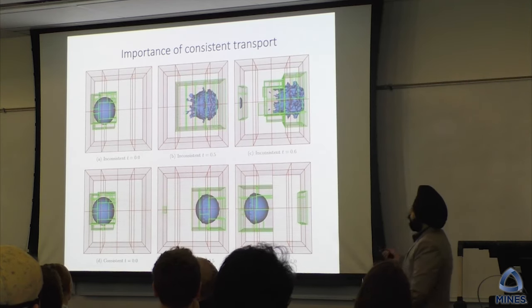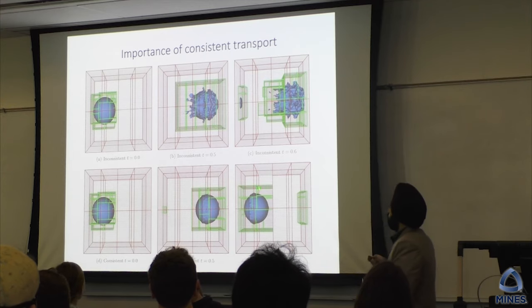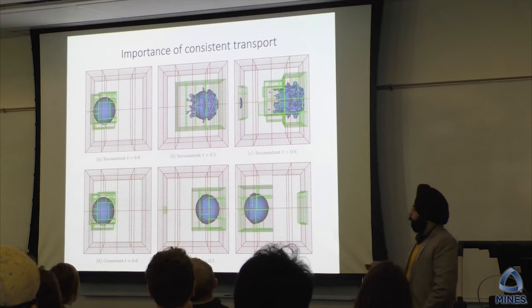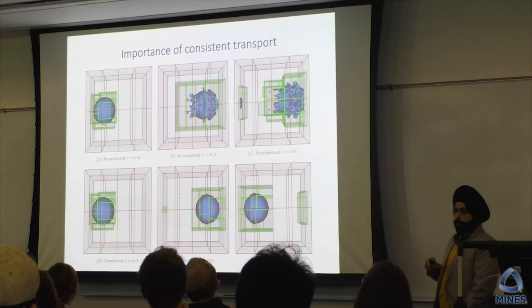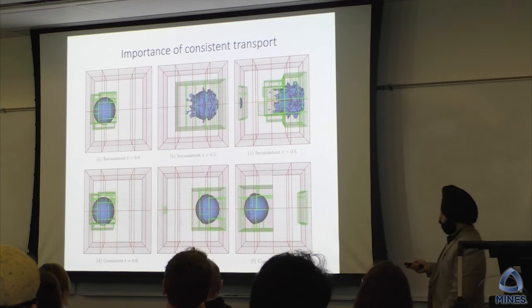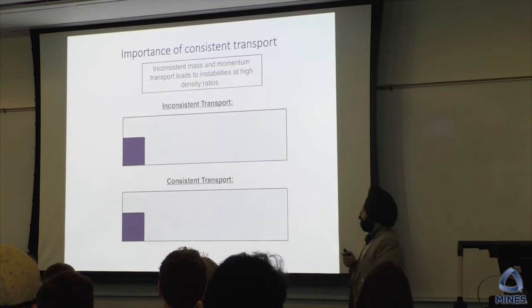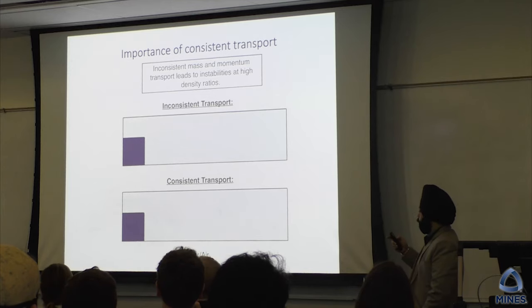Okay, so we did this simulation in 3D also and on adaptive meshes. The top row shows you the inconsistent transport breaking down, but your bottom row is the consistent scheme and it remains stable for the simulation. So that was basically an academic problem. What about real problems? Real problems like air-water interfaces.